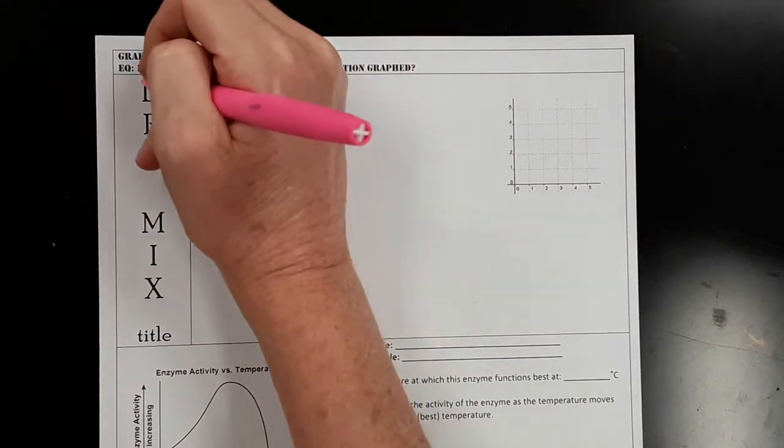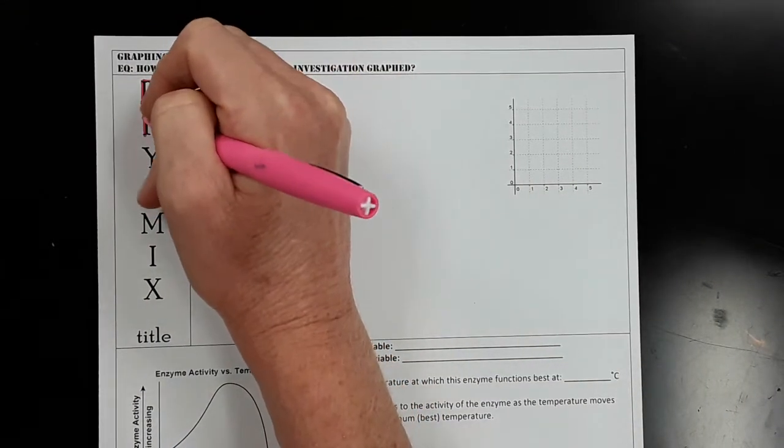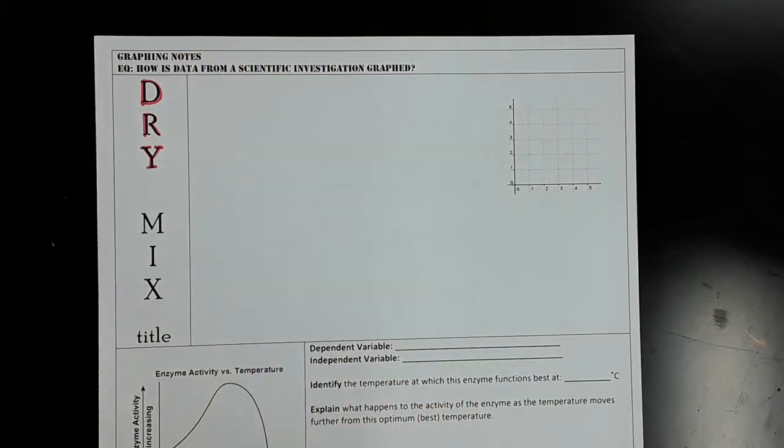What we're going to look at is just basics on how to graph scientific data. Today we're looking at DRY MIX. DRY MIX is an acronym that is helpful in keeping straight the dependent and independent variable, and it is also helpful in understanding where we are graphing data: what goes on the y-axis and what goes on the x-axis during an experiment. We're going to look at the DRY first.